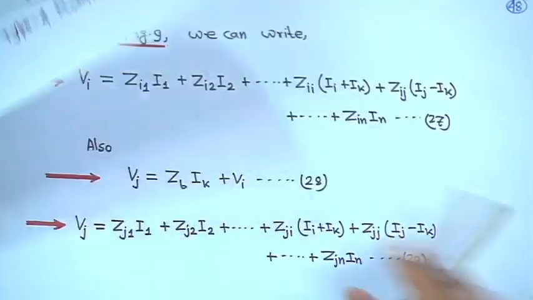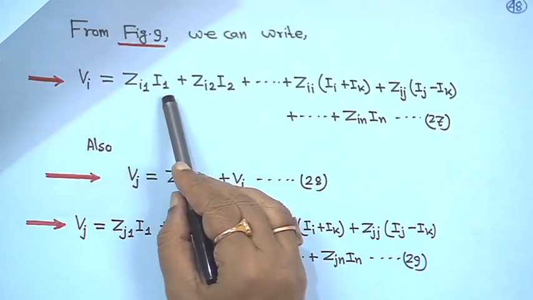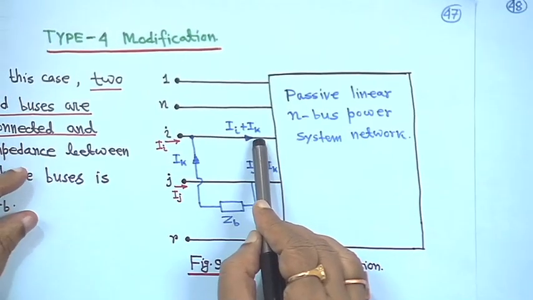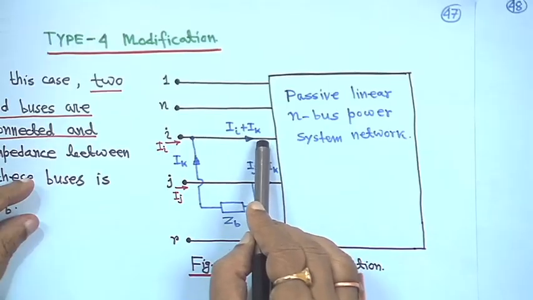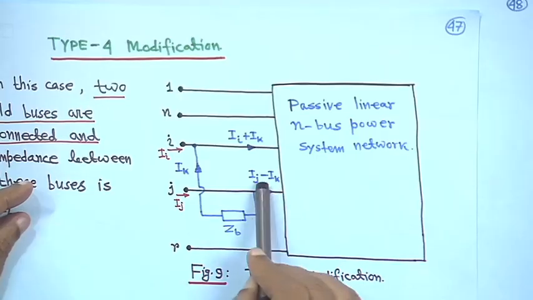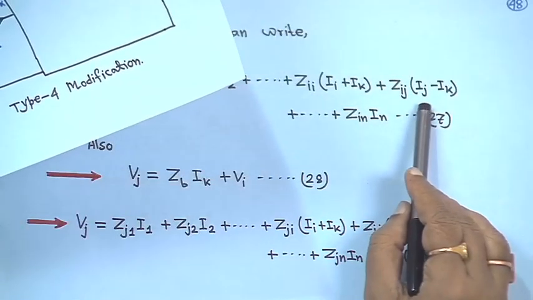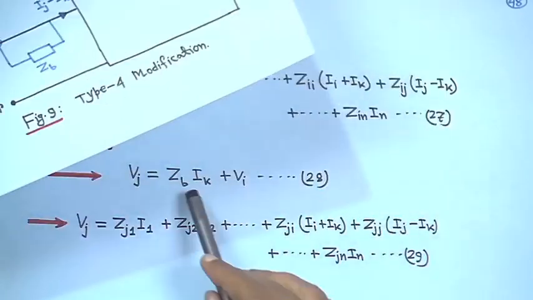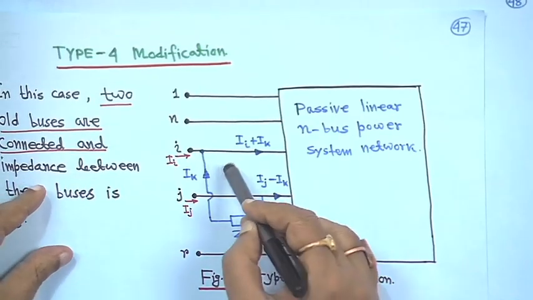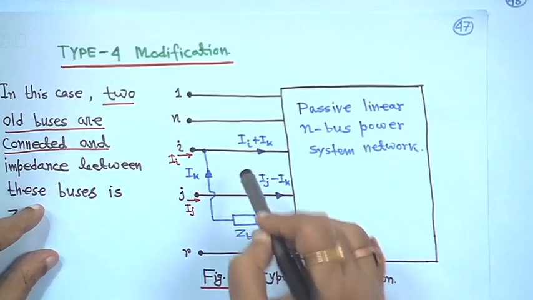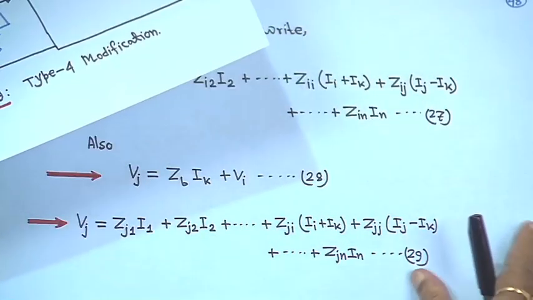So, if you write the equation of Vi using this diagram, you can write Vi equals Zi1 I1 plus Zi2 I2 plus up to Zii into (Ii plus Ik), because the current injection here is Ii plus Ik, plus Zij, that is i to j, here current injection Ij minus Ik, that is Zij (Ij minus Ik), up to Zin In, and also Vj is equal to Zb Ik plus Vi. In this case you just apply KVL, you draw this diagram like this.